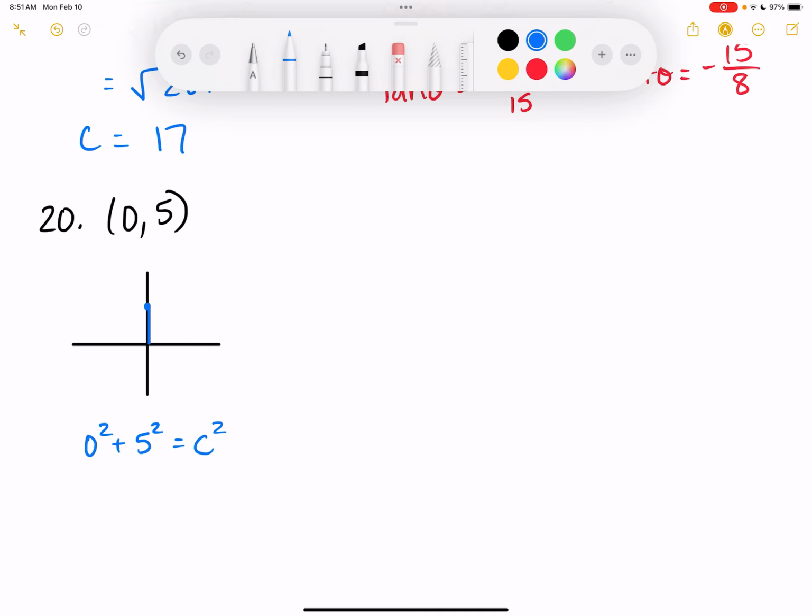I need to look at something really fast. I think I know what's different about this.